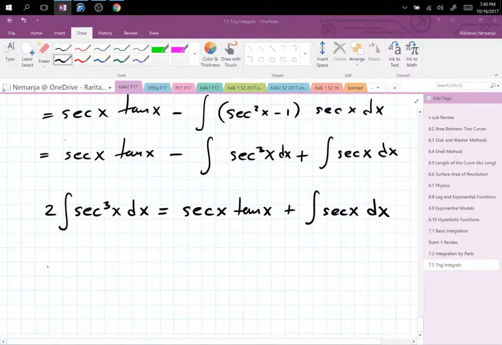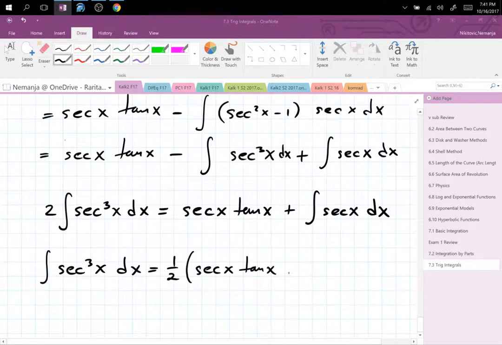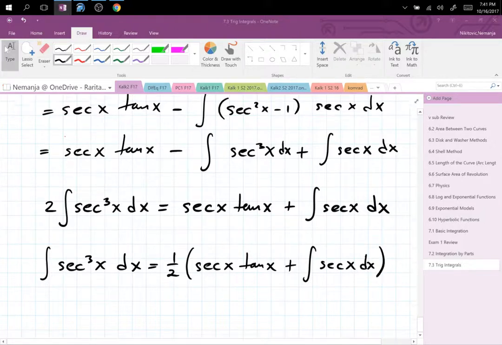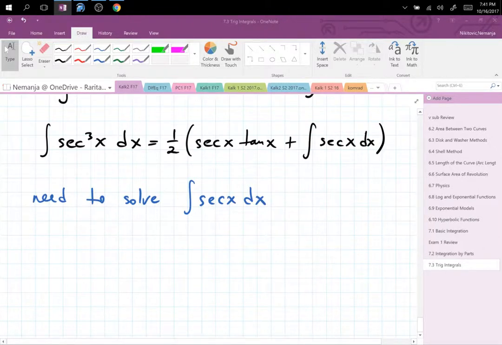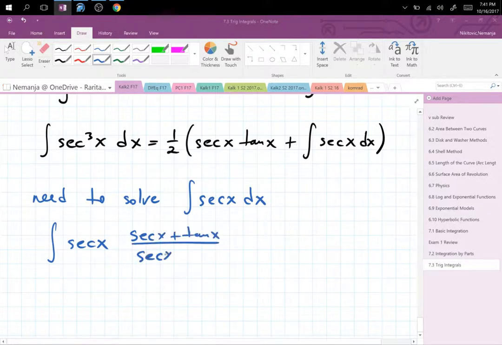So now our integral of secant cubed x dx is equal to 1/2 secant x tangent x plus the integral of secant x dx. Now in blue, we need to solve the integral of secant x dx. The way to solve this integral is to multiply secant x by secant x plus tangent x over secant x plus tangent x dx.